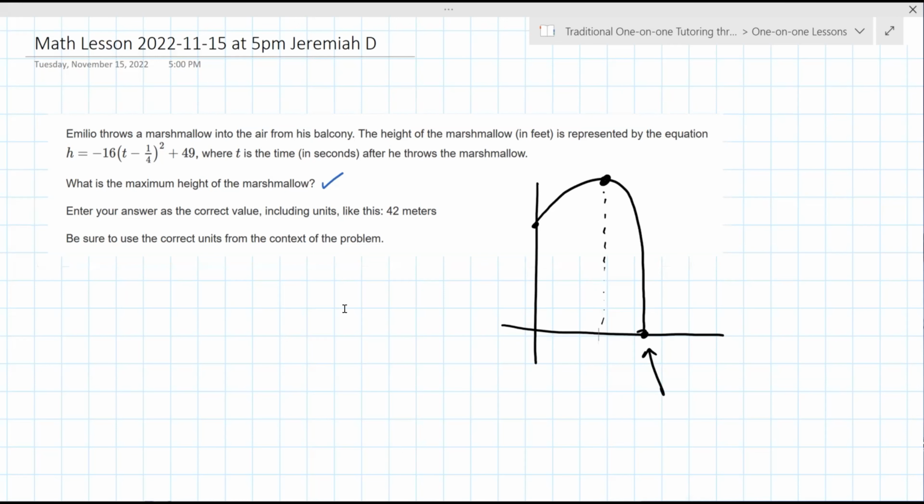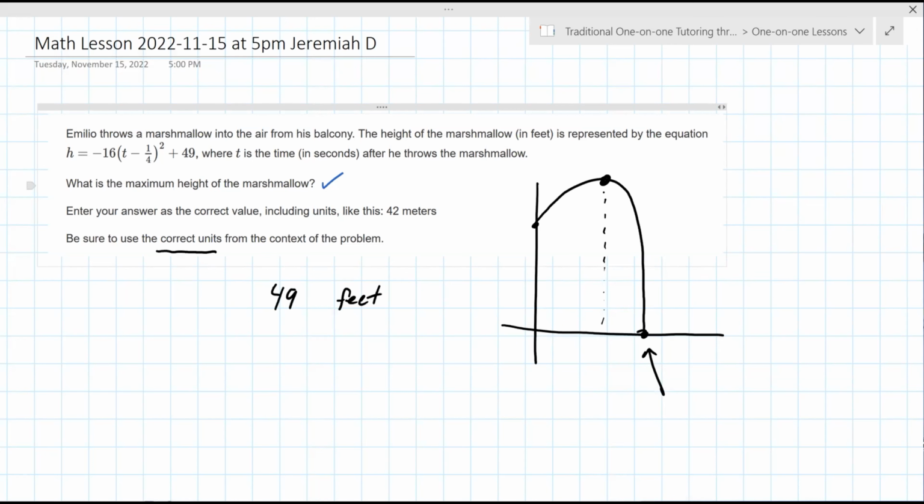And it looks like you got the right answer. You just didn't provide the correct units for this. The correct units here would be in feet. Is that okay? Yep. Okay.